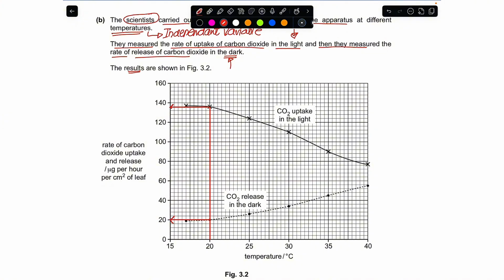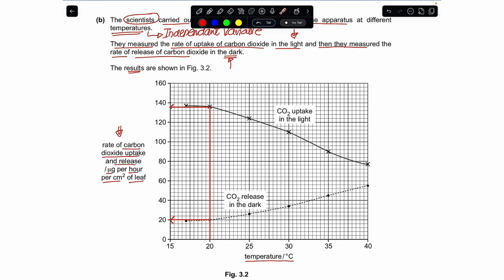Now, if you just look toward the x-axis, this is temperature in terms of centigrade, so this is our independent variable. And toward the y-axis, they have given you the rate of carbon dioxide uptake and release. Uptake in the light and release in the dark, in terms of microgram per hour per centimeter square of the leaf.